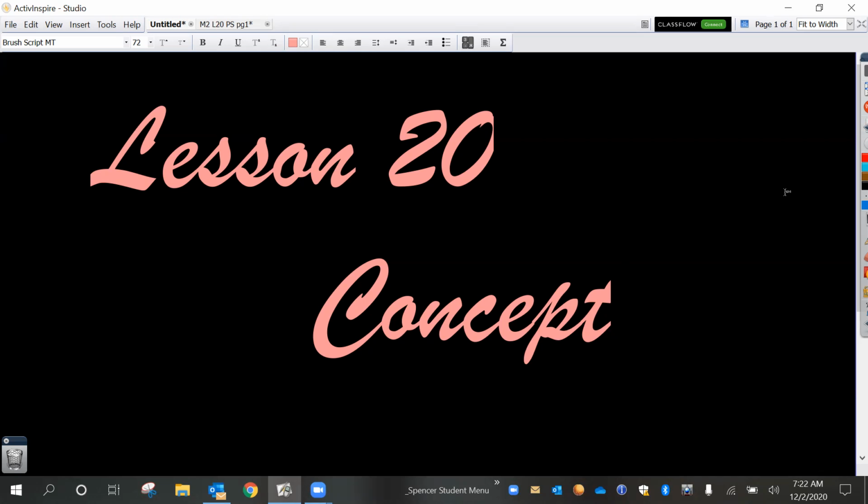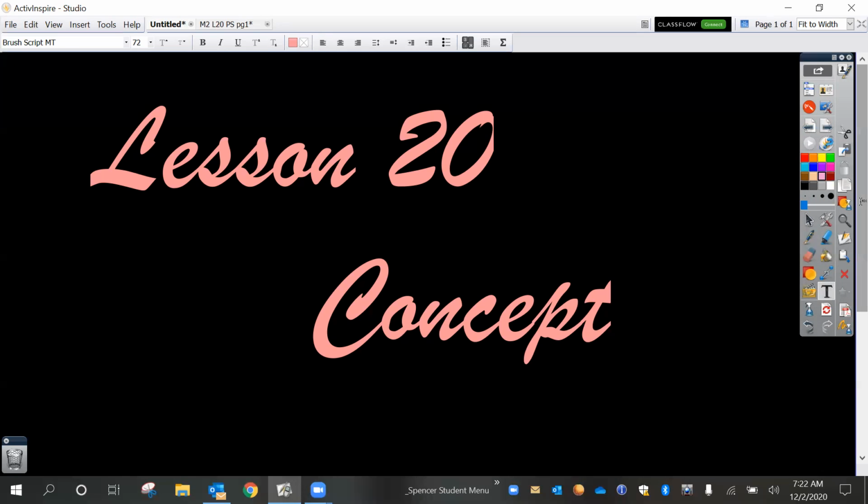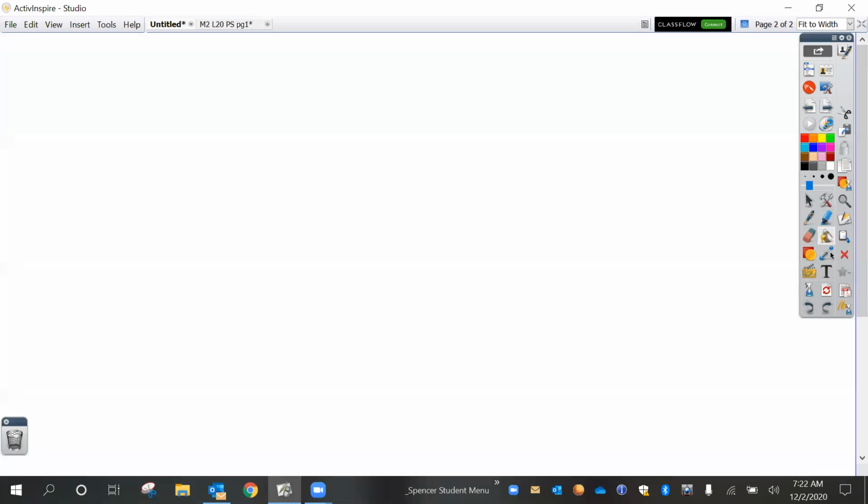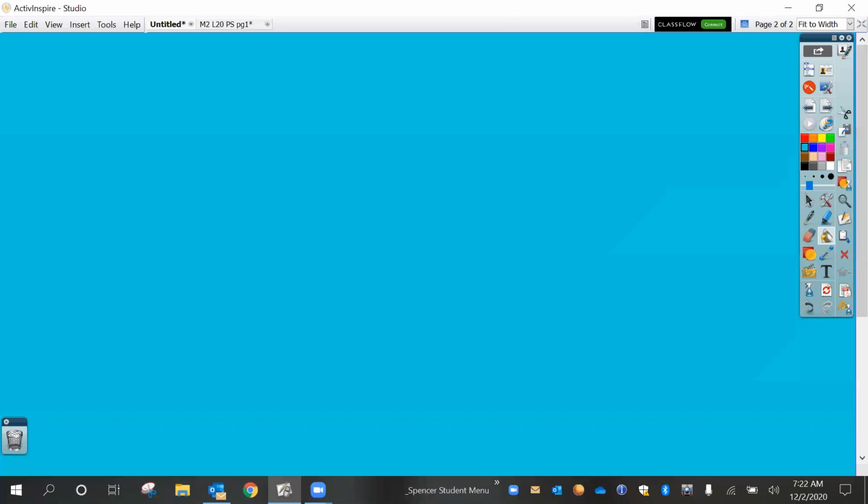All right, let's get rolling then. Let me get my tool. Let's do the next page. Background color, let's do a light blue today, and let's do orange on top of it. All right. So let's practice with the expression 72 divided by 21.